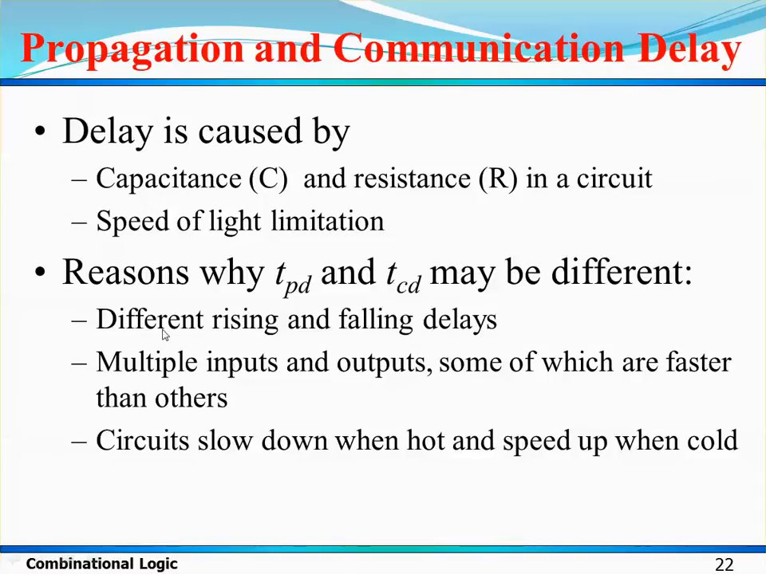Why? Because of the different rising edge delay and falling edge delay, and you will have multiple inputs and outputs, some of which are faster, some of them are not. So for this kind of fast change of input and output, there will be some difference between the propagation delay and the contamination delay. The circuit will slow down when it is hot, and the circuit will speed up when it is cool.